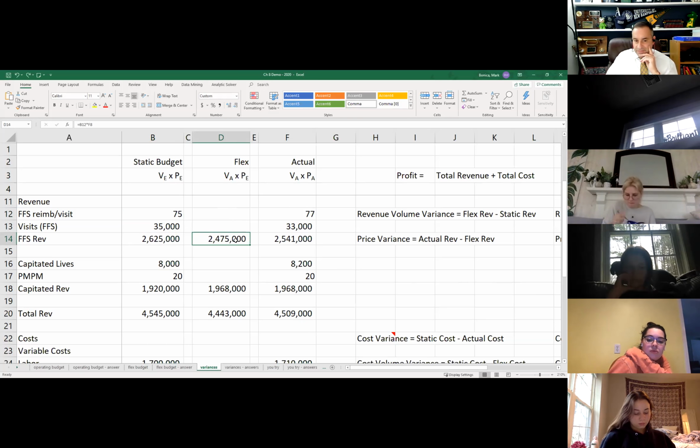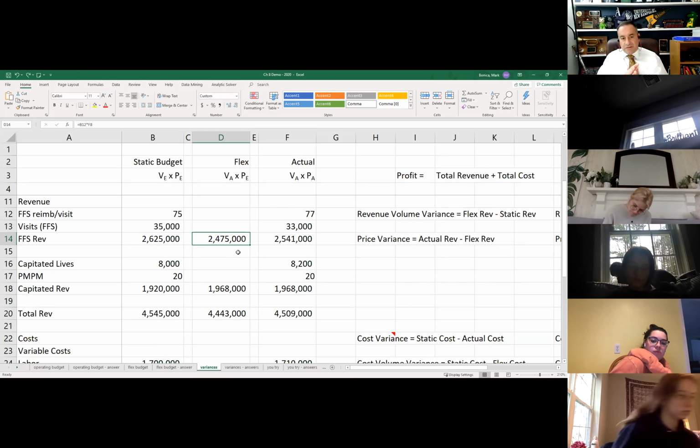So this is kind of a Franken-number, right, that combines two different things. It's an apples times oranges number, and so by itself, it's kind of useless. But when you combine it with either the static budget numbers or the actual budget numbers, it allows you to do some interesting things.